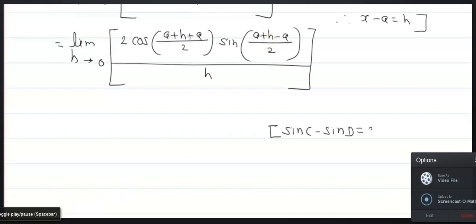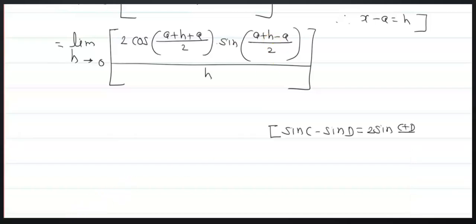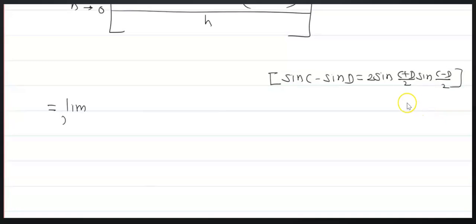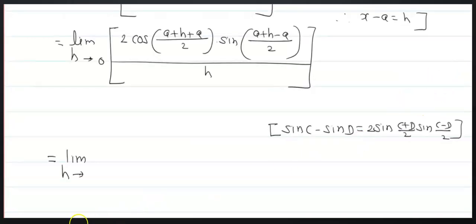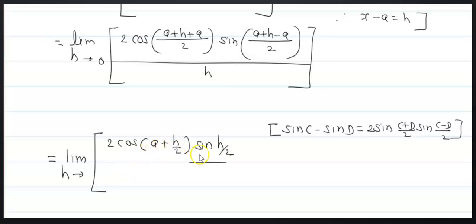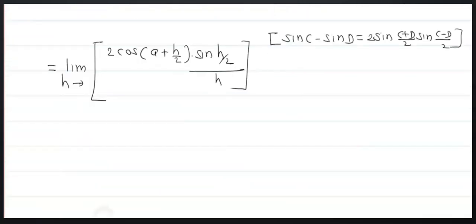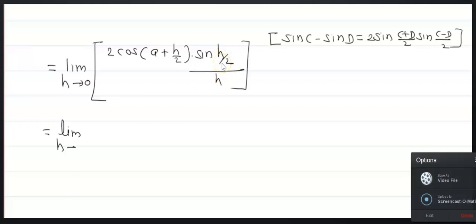Now see this here. This is the formula that sin c minus sin d is equal to 2 times cos of (c plus d) upon 2 sine of (c minus d) upon 2. Limit h tends to 0, 2 times cos of (a plus h upon 2) sine of h upon 2, over h. Now what's happening here? The sine of h upon 2 upon h: we require h upon 2, so this 2 will come here.